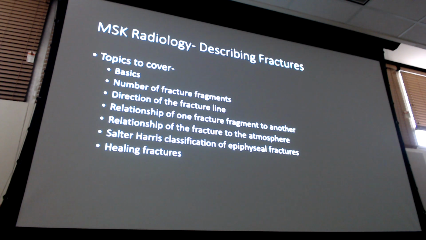So we're talking about relation to the fracture of the epiphysis. Salter-Harris, we'll spend a little bit of time on this, okay? Because this is really important. And then we already kind of looked at healing fractures.